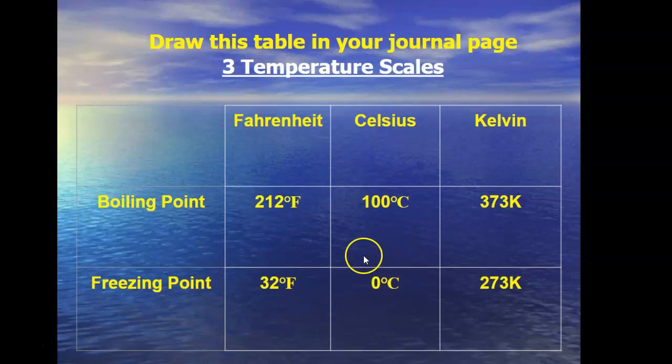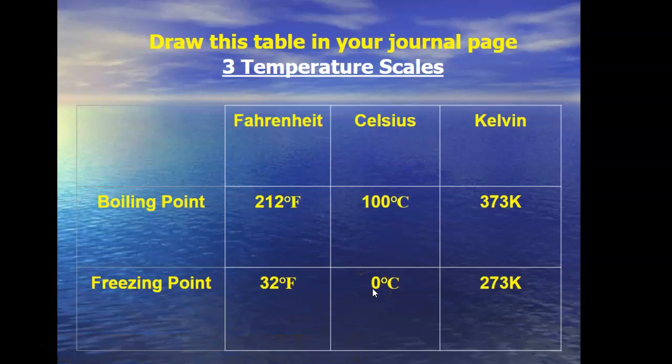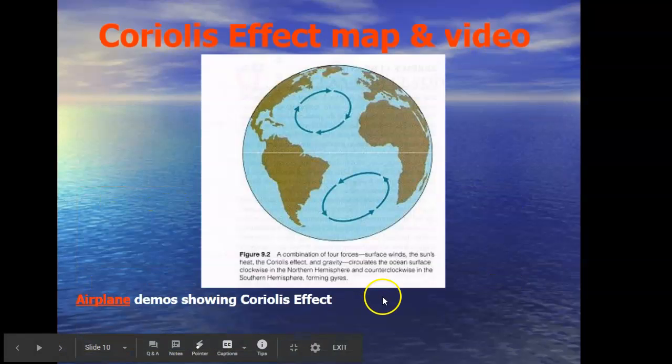Freezing point in Fahrenheit is 32 degrees Fahrenheit. In Celsius, freezing point is 0 degrees Celsius. And in Kelvin, it's 273 Kelvin.